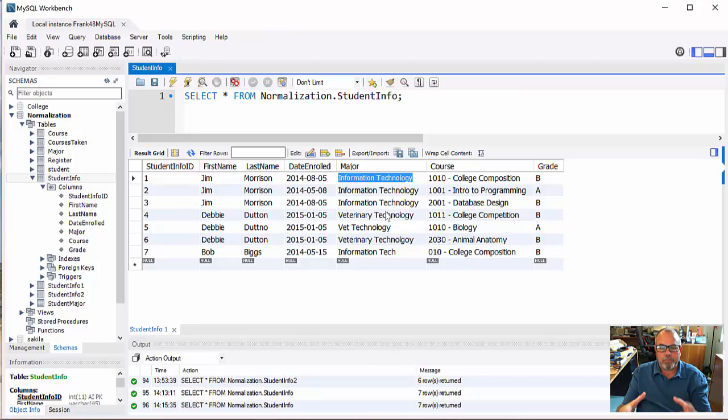So that's the problem with first normal form. It's a step in the right direction, but it still has some serious problems.